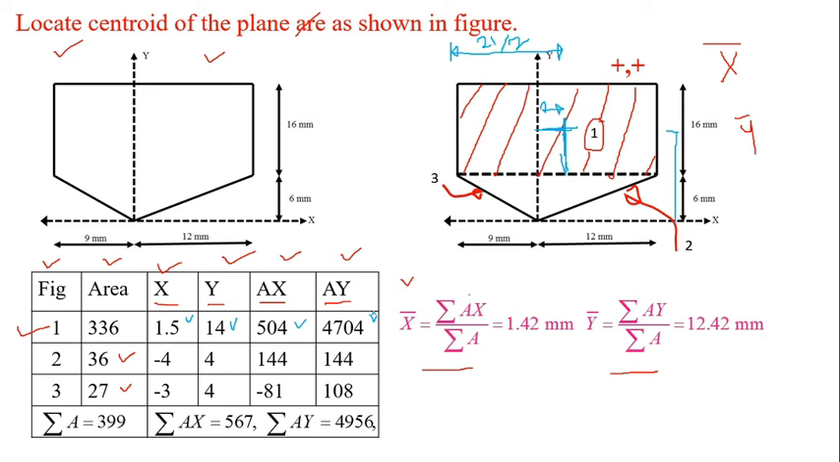Now figure number 2 is a triangle. Now suppose this is the position of the centroid of the triangle. Now what is x? X is the horizontal distance of the centroid of the figure. So this is the distance x.